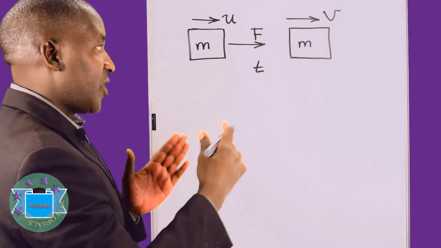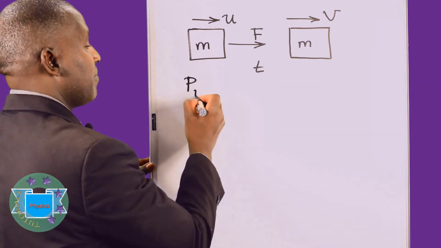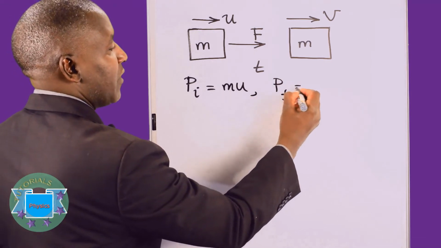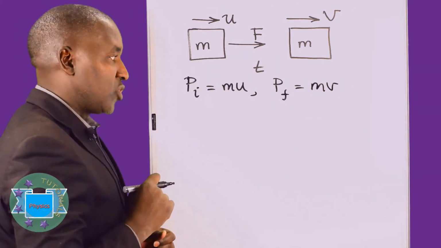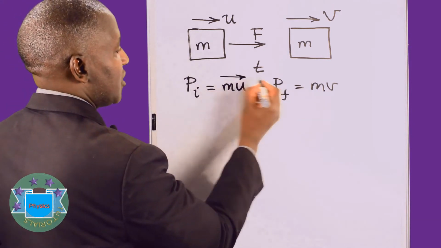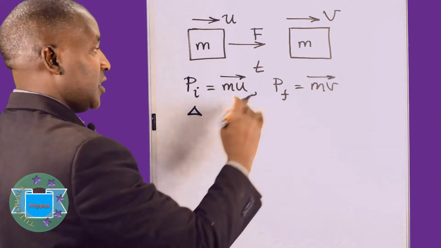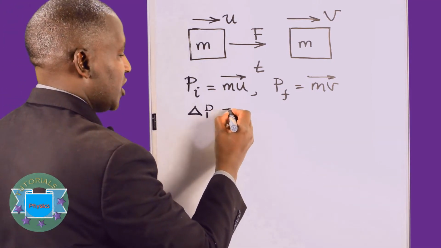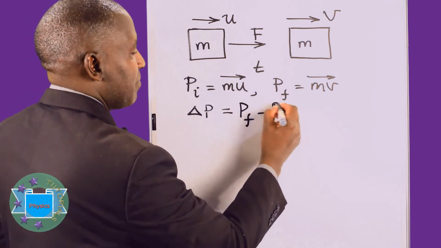Let's see some of the things that we've talked about. We've talked about its initial momentum, p_i, which will be mu. We've talked about its final momentum, which will be p_f, and of course both of them are to the right. Given that both these momenta are in the same direction, we can easily talk about the change in momentum, which is delta p, which will be p final minus p initial.